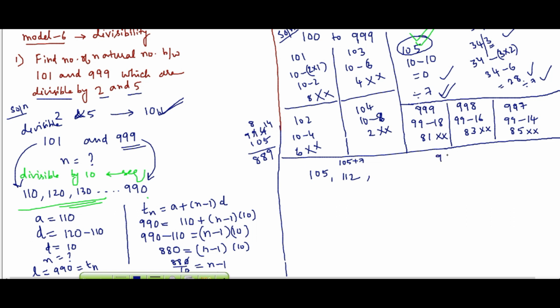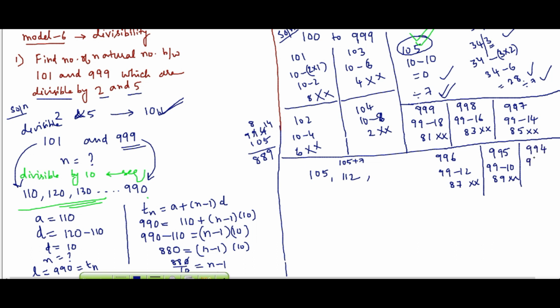So next comes 996 now. So 99 minus 12 which will become 9 minus 2 is 7, and 9 minus 1 is 8. So 87 also not divisible. And then we come to 995. So it will become 99 minus 10 which will become 89. Still not possible. And then we have 994.